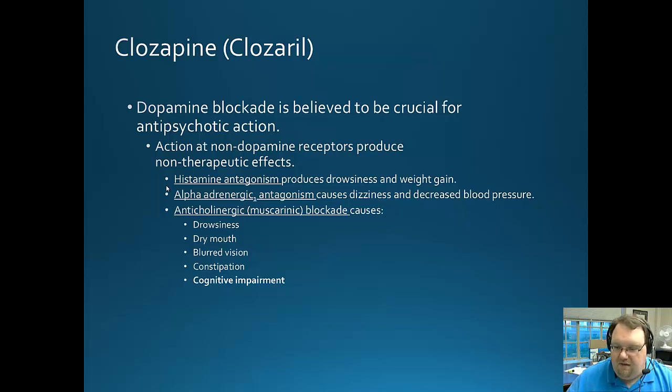It also affects the alpha-adrenergic system. It's an antagonist, so it can cause dizziness and decreased blood pressure. And then it also is an anticholinergic, so it blocks some acetylcholine receptors, the muscarinic ones. So this is where you have some drowsiness, dry mouth, blurred vision, constipation, and you can also have cognitive impairment. Remember, acetylcholine is very important for cognition. So here you have a medication that you're given to people who often already have some level of cognitive impairment due to the disorder, and you're given a medication that can cause more cognitive impairment. So just something to consider.